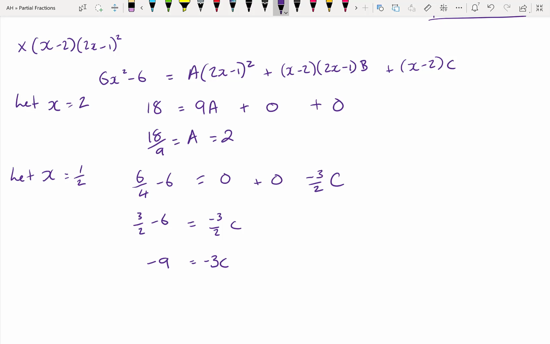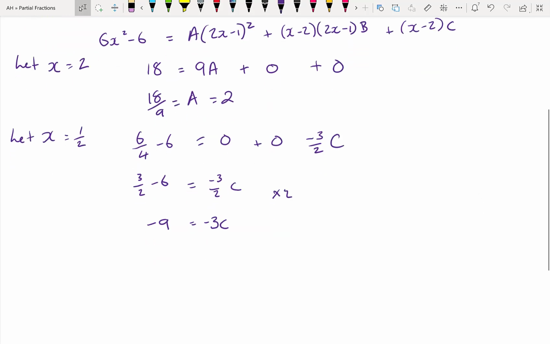Okay, again, a couple of ways you can do it. You can bring it together, or here you could multiply everything through by 2. That's going to give you 3 minus 12, which is minus 9, equals minus 3 lots of c, which is probably the easiest way to do it. So minus 9 over minus 3 is equal to c here, which is just 3.